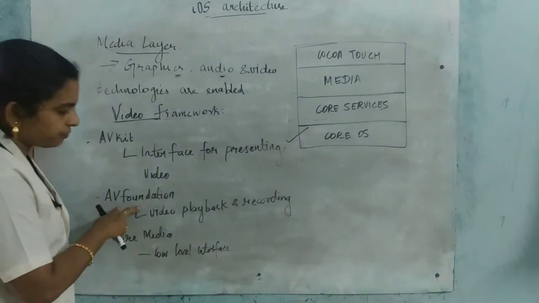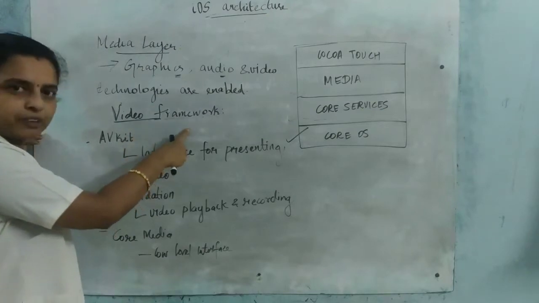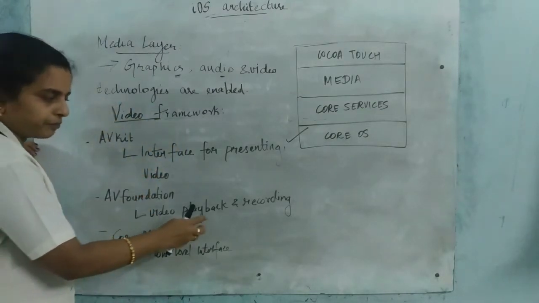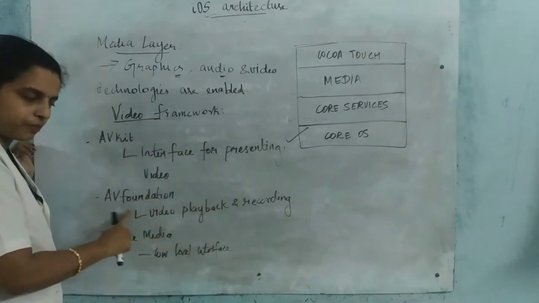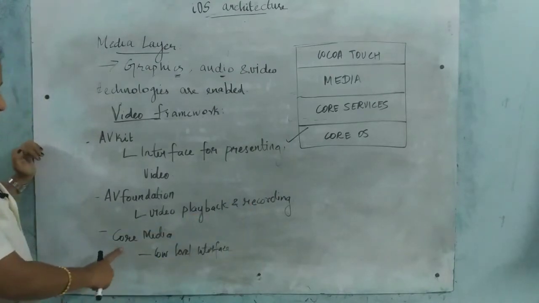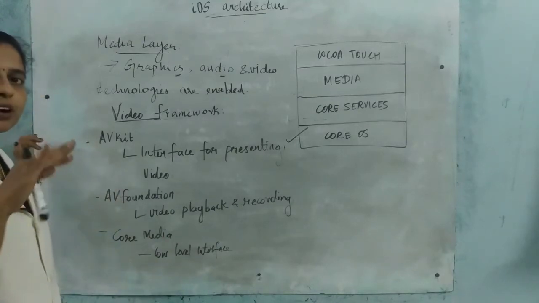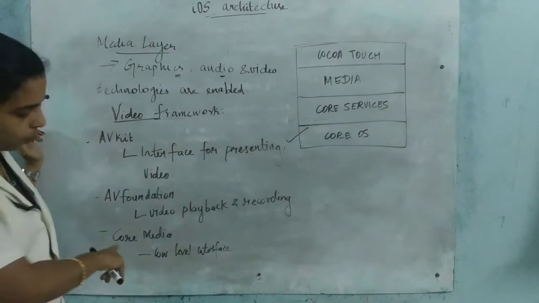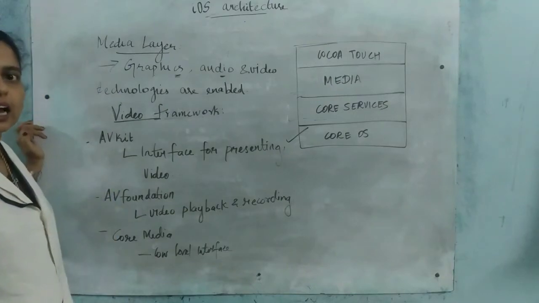Okay, and then AV Foundation. Actually, in the audio framework we have seen one foundation, right? There it supports both audio and video playback and recording. Similarly, in the video framework also we have the same AV Foundation, which supports video playback and recording. And the last one is Core Media. It acts as a low level interface. For interacting or doing low level work, Core Media acts as a low level interface between the hardware and the apps.